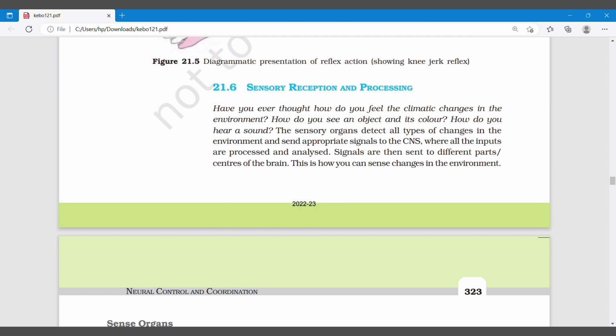Have you ever thought, how do you feel the climatic changes in the environment? How do you see an object and its color? How do you hear a sound? The sensory organs detect all types of changes in the environment and send appropriate signals to the CNS, where all the inputs are processed and analyzed. The signals are then sent to the different parts/centers of the brain. This is how you can sense changes in the environment.